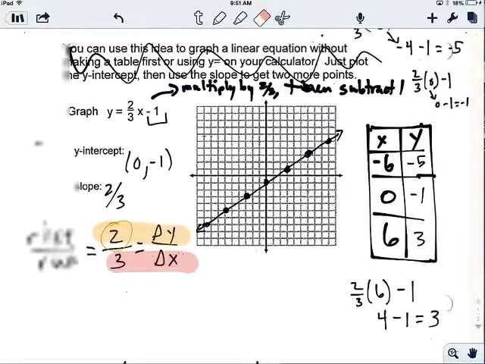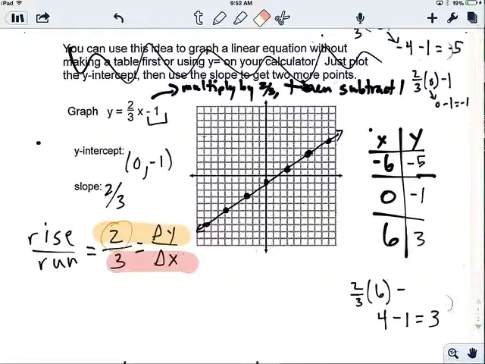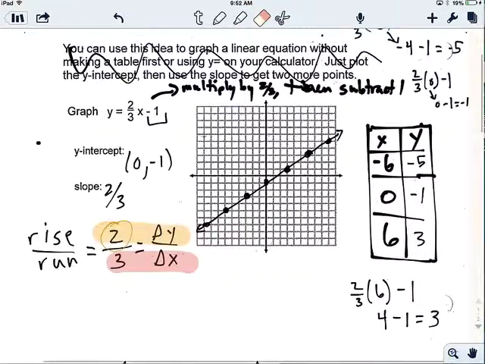So I know that if 2/3 is my slope, that means up 2 over 3, because it's change in y over change in x, or a rise of 2 over a run of 3. All right, so we'll use that strategy rather than the table strategy on the next one. So let's go ahead and look at the next one.